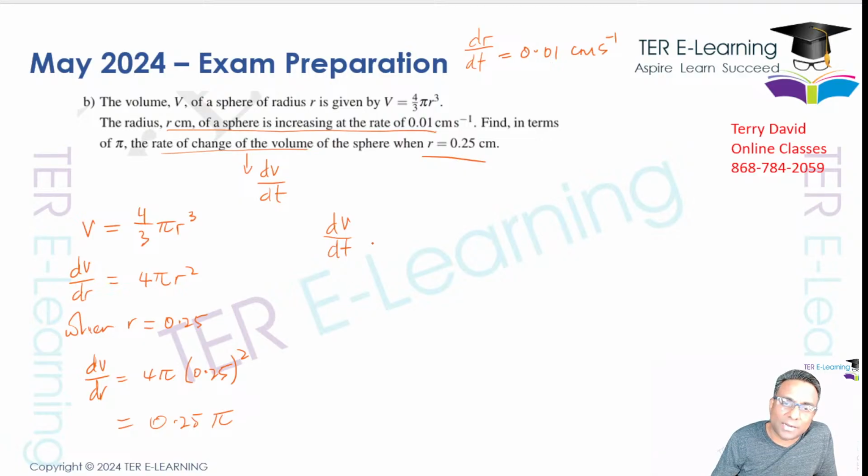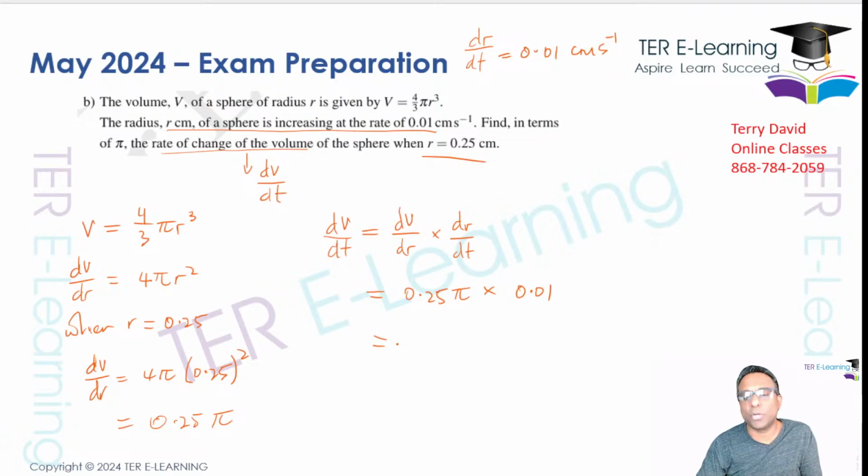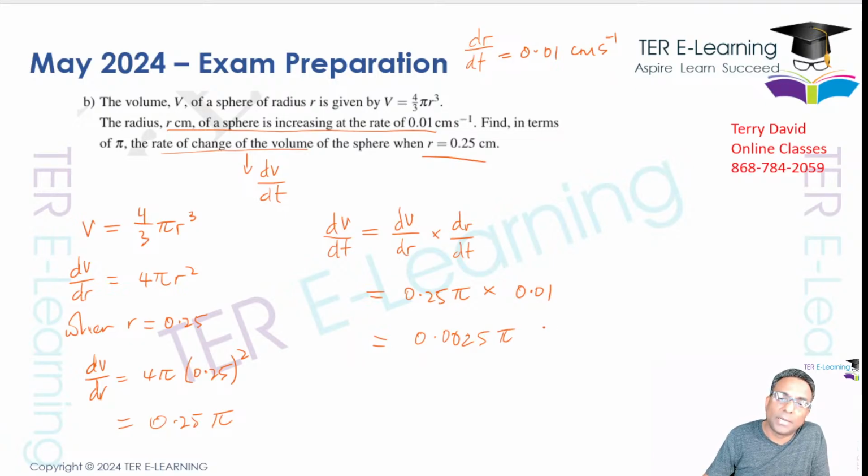Now the question wants me to work out dV/dt. So we need to write a connected rate of change formula here. dV/dt is equal to dV/dr multiplied by dr/dt. So dV/dr is 0.25 pi. We just worked that out. And then multiplying that by dr/dt, which is 0.01. So all we need to do is work out 0.25 multiplied by 0.01, and you're going to get 0.0025 pi, and this is dV/dt, so it's cm cubed s to the minus 1.